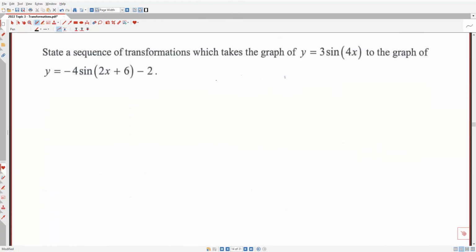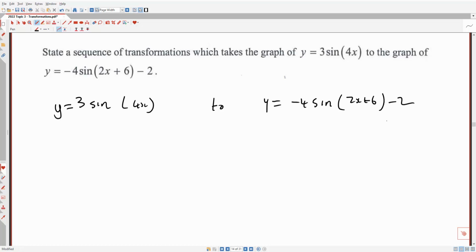Okay, so state a sequence of transformations which takes this to this. Right, so same deal. What we'll do is go y equals 3 sine 4x, so we're going from this to y equals -4 sine 2x plus 6 take 2.